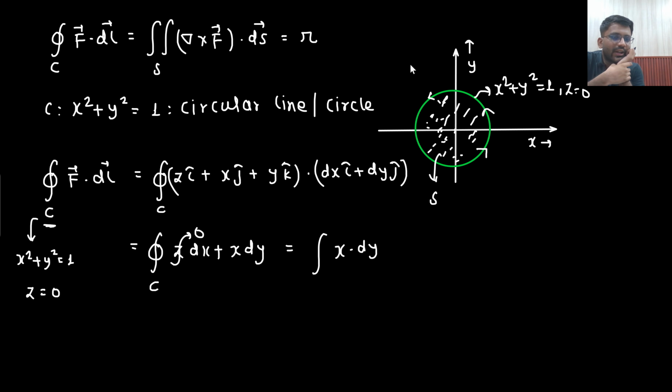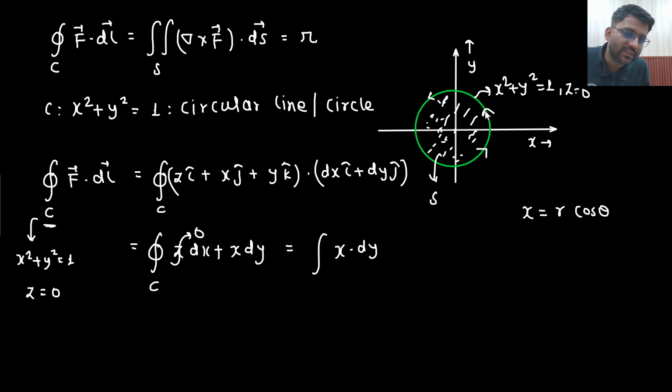Say yes or no. Can you do it? Absolutely. What you can do? You can put y equals under root 1 minus x square. In that manner you can do, or you can do it with the polar coordinate system as well. How with the polar coordinate system? On this curve C, what is the value of x? Sir, value of x is usually given as r cos theta.